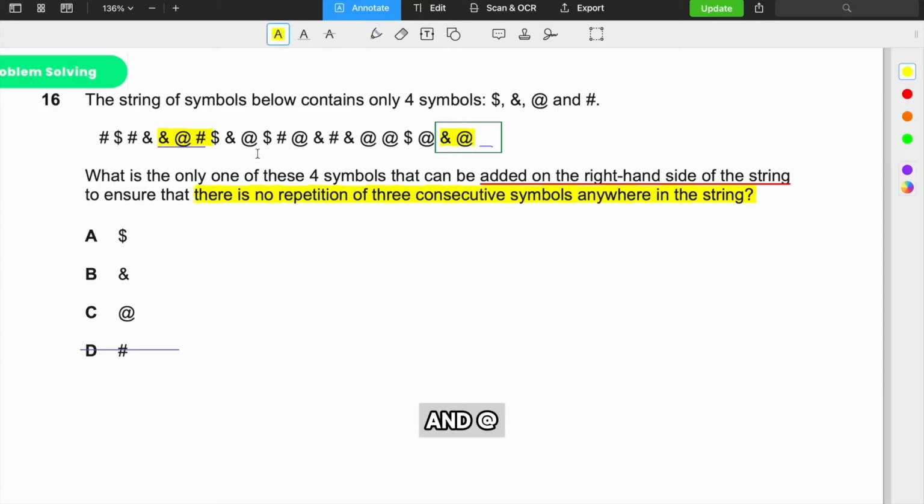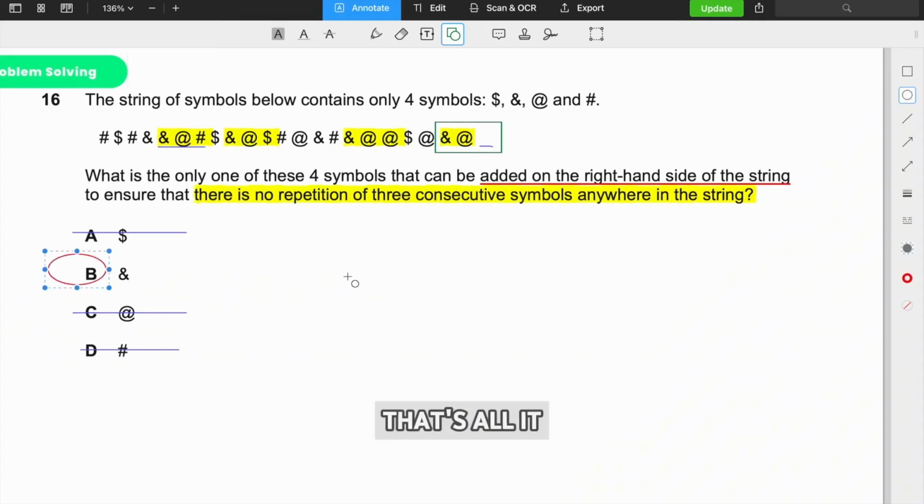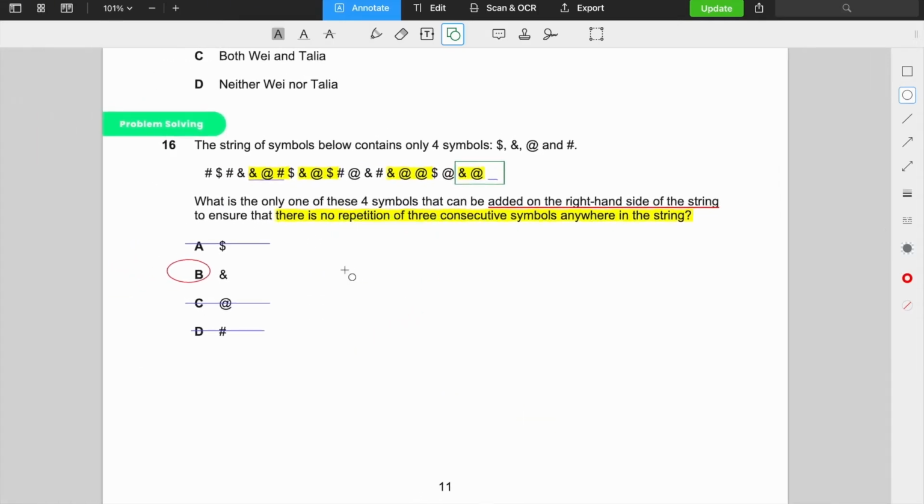Where else do we have and at? Well, we have and at dollar sign. So that means this can't be a dollar, because if that was a dollar sign, again, there's a repetition. So we can eliminate the dollar sign. Where else do we have and at? We have and at, right? So we can't have at here. So we can eliminate option C. That means option B must be our answer. Done. That's all it is. Okay? So if we had and at, and there would be no other similar 3 consecutive symbols anywhere in the string.